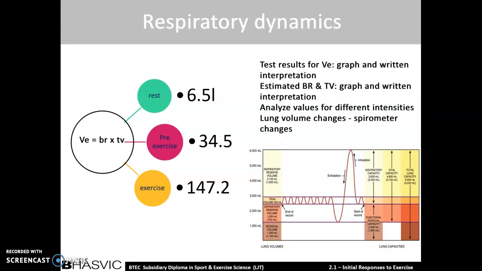At rest, this would be 6.5 litres. In pre-exercise, this would be 34.5 litres. And during exercise, this would be 147.2 litres. That is an overview of the respiratory dynamics within the body and how VE equals BR times TV is used.